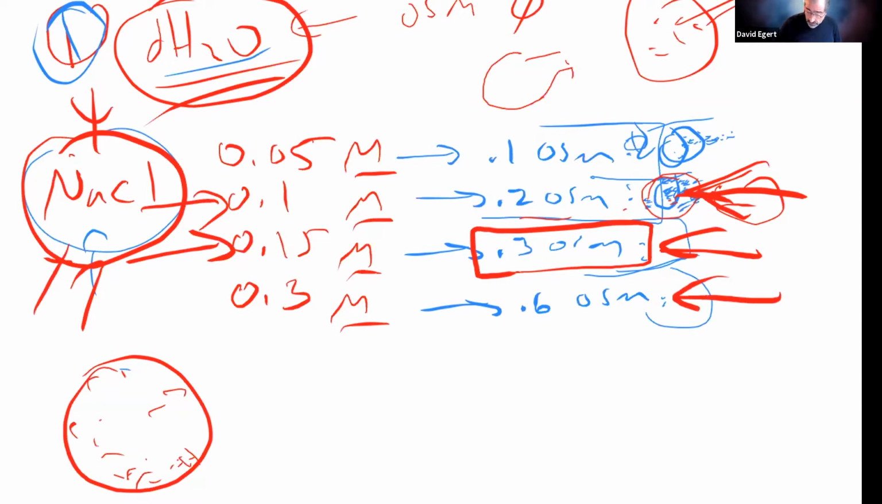What about 0.6 molar or osmolar solution on the outside? Hypertonic. Yeah, hypertonic. Here we have way more salt outside than inside, so the water is going to move towards the solute, out of the cell, and the cell will shrivel up.